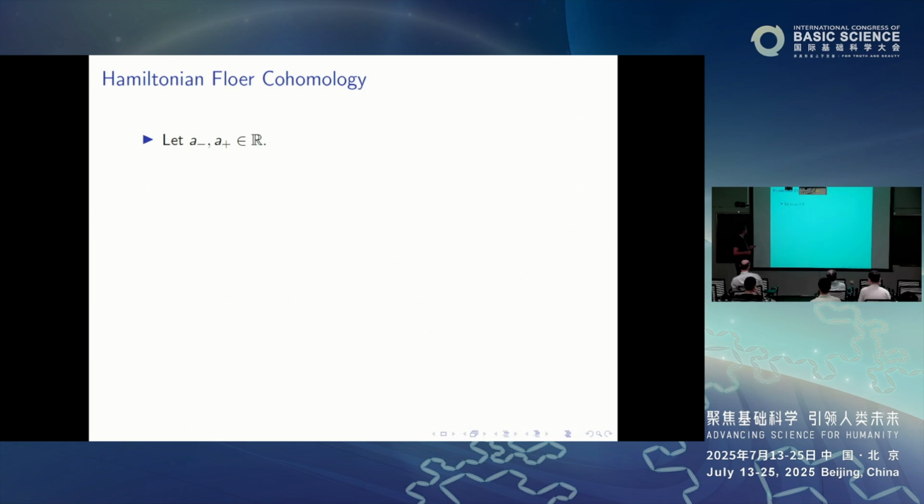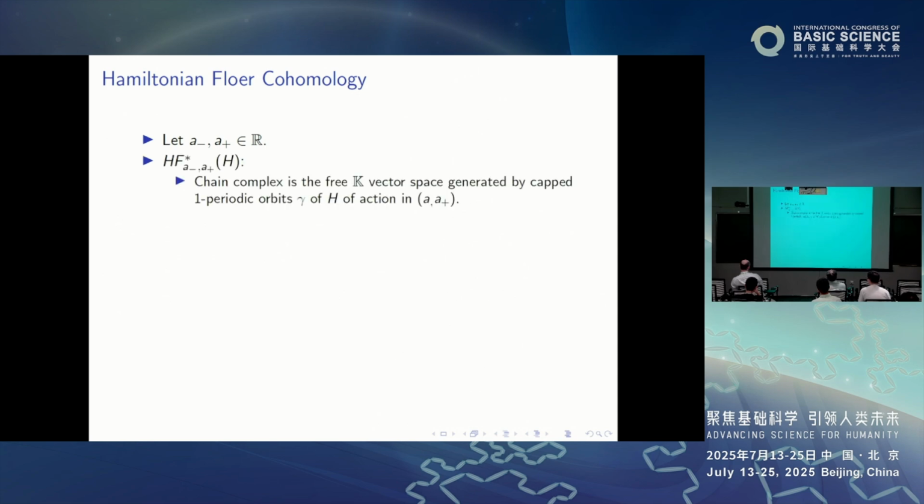Great. Okay, so now I choose two real numbers, and I'm going to define Floer cohomology in the action interval A minus A plus. The chain complex is the free vector space generated by periodic orbits whose action is in A minus A plus. So just think generators are orbits satisfying some condition.